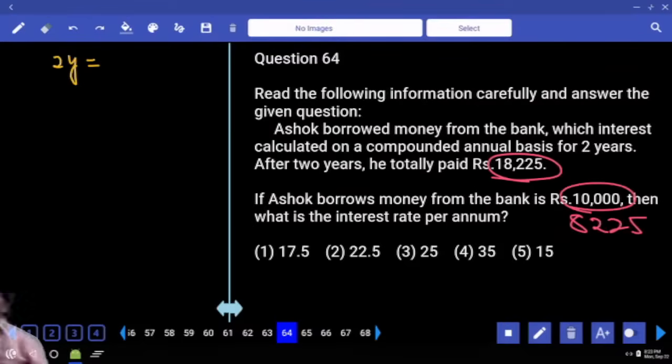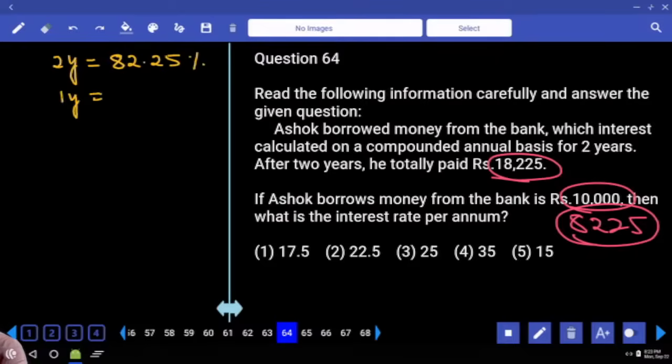8,225. This is 100%, right? This value in terms of percentage will be 82.25. Agreed or not? 2 years interest is equal to 82.25%. But we need it for 1 year. General concept I am asking. If the first year interest is X, in terms of rupees I am telling you, second year simple interest will be X.